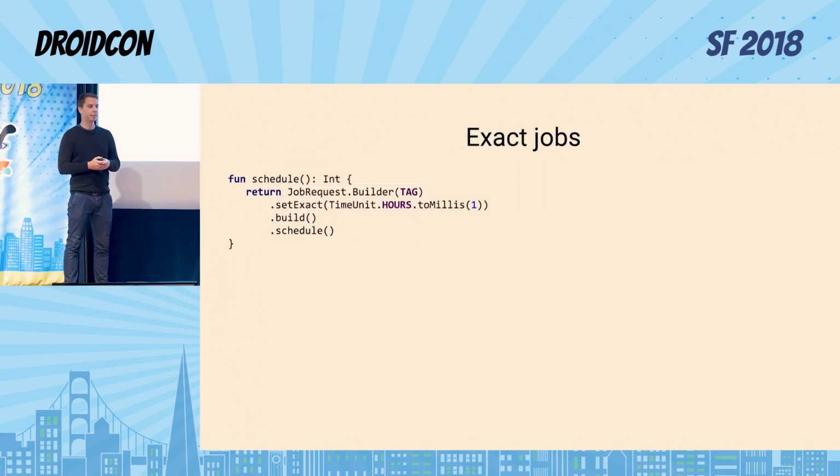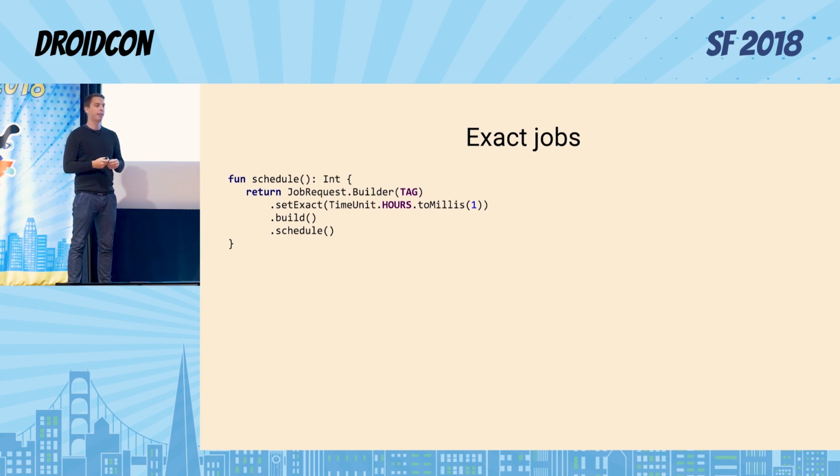Let's start with exact jobs. Exact jobs are things like, hey, I want to show a reminder notification at 8 in the morning. So you have really this time requirement. And with Android Job, this is straightforward to do. You just say set exact and give it a time. That's about it. WorkManager doesn't have this feature, and they probably also won't add it.